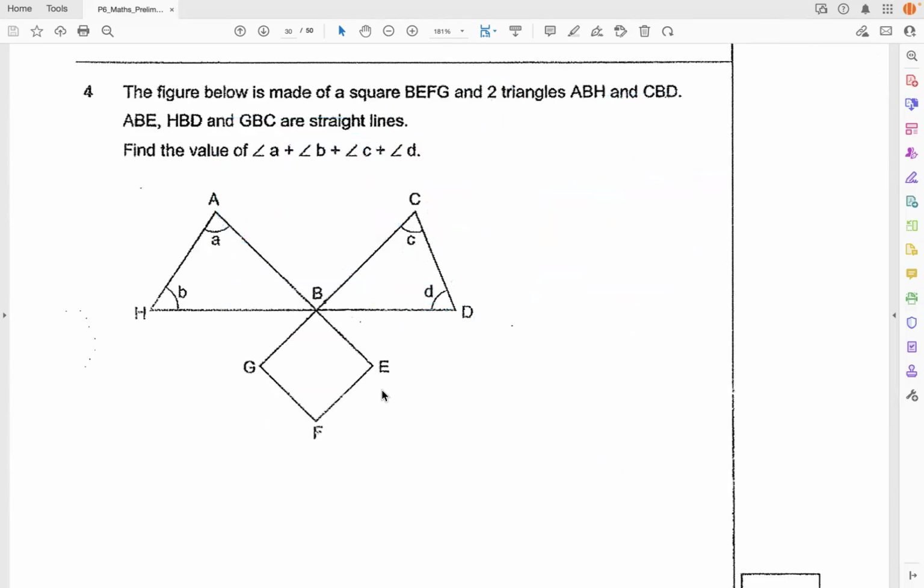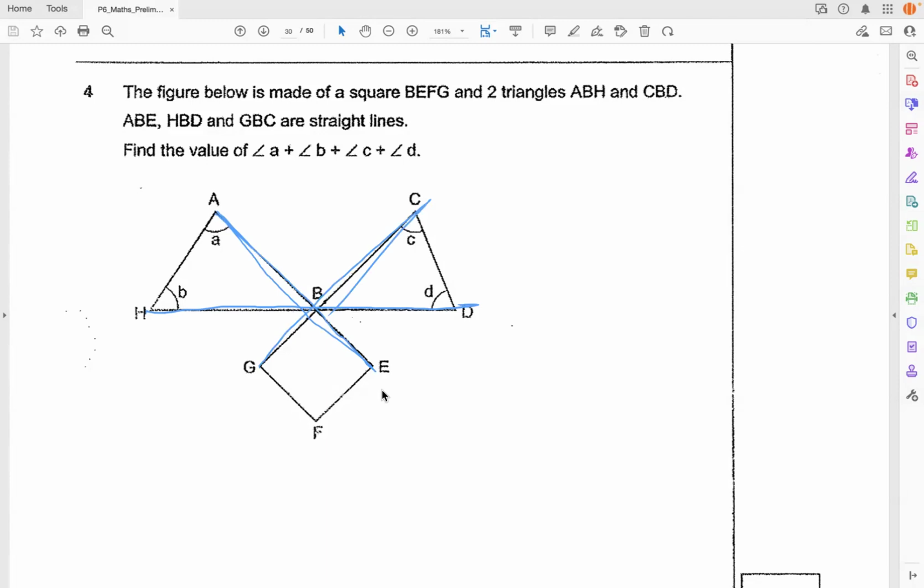The figure below is made up of a square. So this is square BEFG. This is square. And two triangles, obviously, ABH and CBD. So ABE, HBD, this ABE, and HBE is one. These are all straight lines. And GBC, these are straight lines.